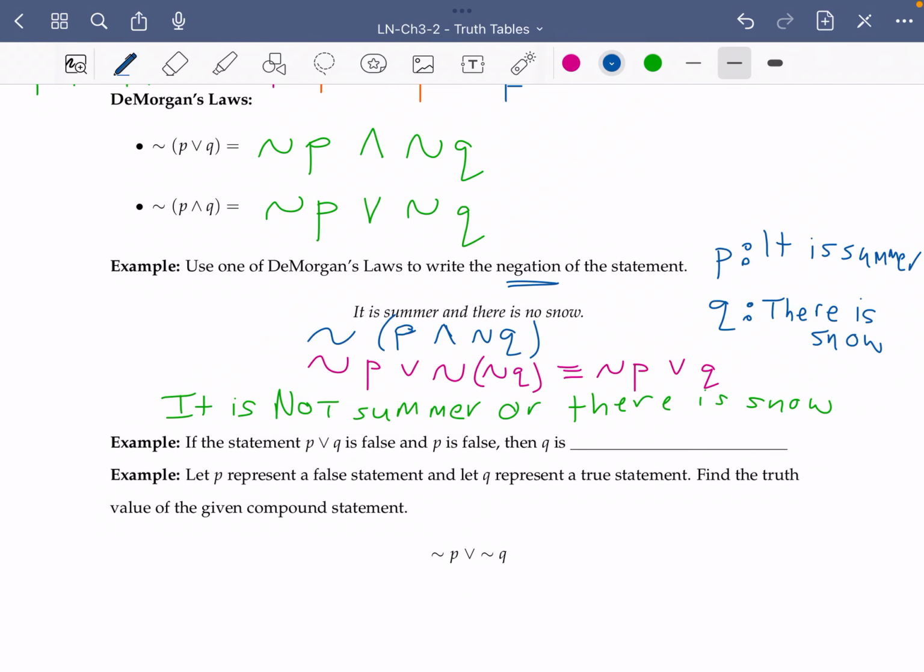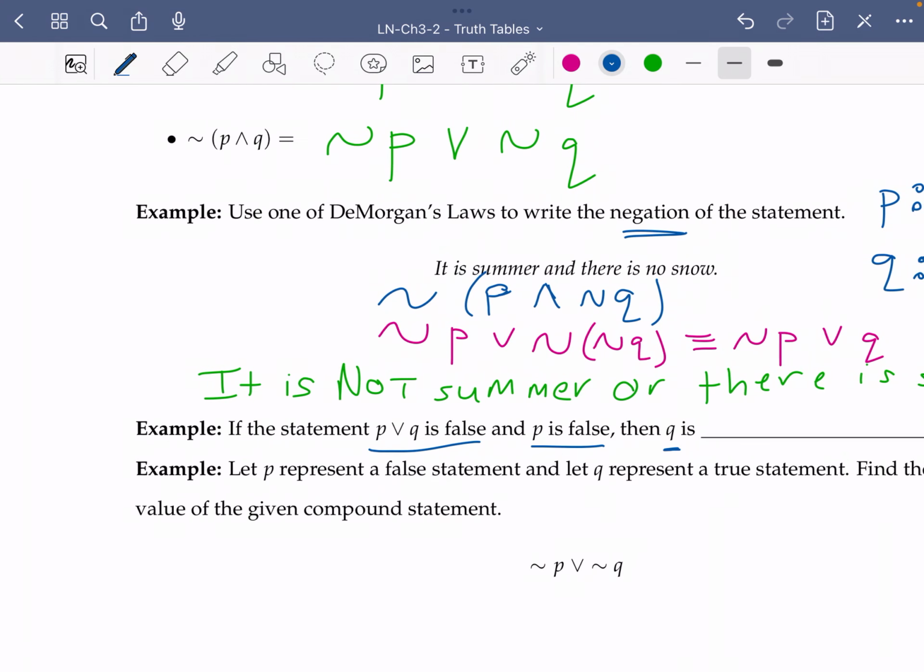In this video, we are going to look at several truth table examples, or examples related to logic and truth tables. So here, if we're certain the statement P or Q is false, and we also know that P is false, what could we say about Q? Is Q true? Is it false? Could it be either?